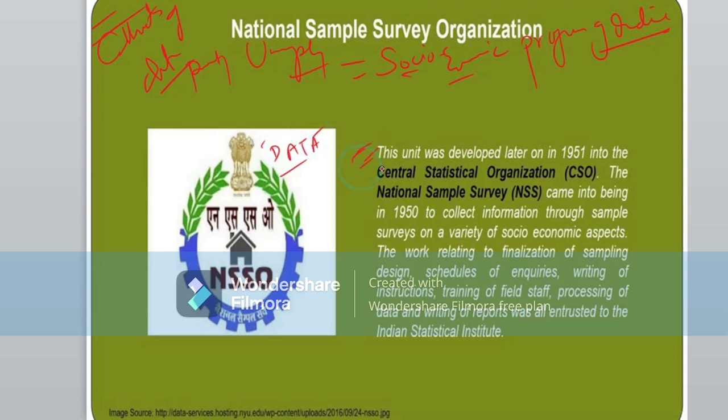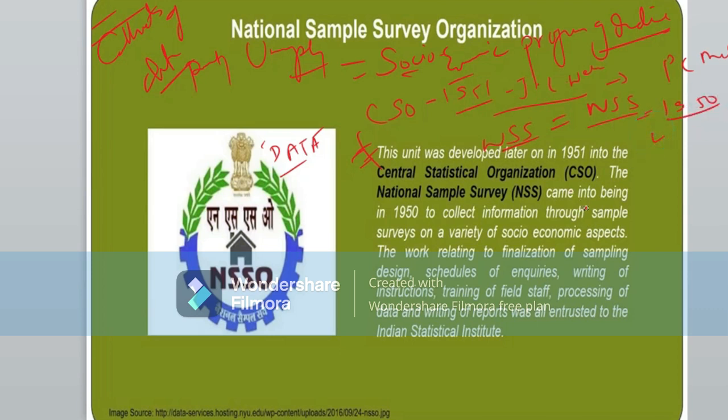So NSSO was primarily the Central Statistical Organization, formed in 1951 by Jawaharlal Nehru, late Prime Minister of India, under the guidance of P.C. Mahalanobis. And there was another organization formed, the National Sample Survey Organization, that came into force in the year 1950.